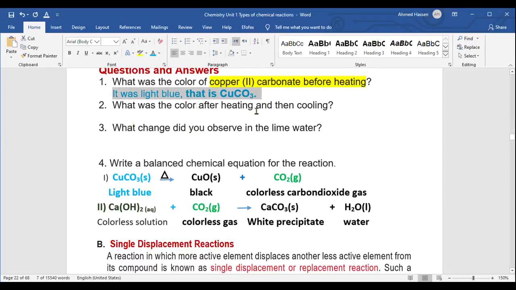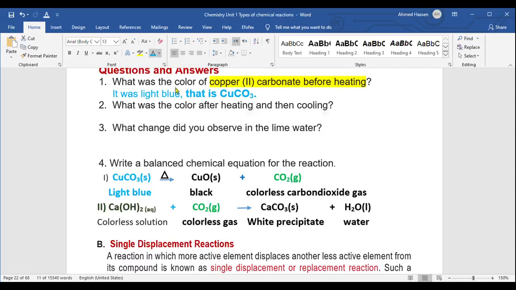What was the color after heating and then cooling? Inside the test tube, it is heated with a Bunsen burner flame. It is converted into a black substance, and the gas evolved during this process passes through the delivery tube into colorless lime water, which is calcium hydroxide solution. Therefore the colorless solution turns milky. This is what you observe in the decomposition of copper(II) carbonate.